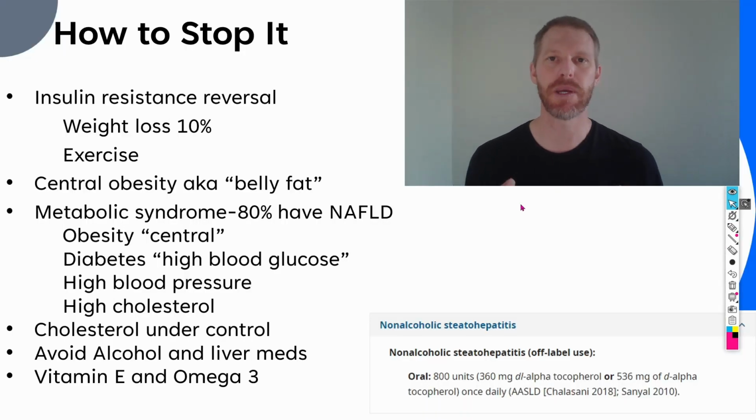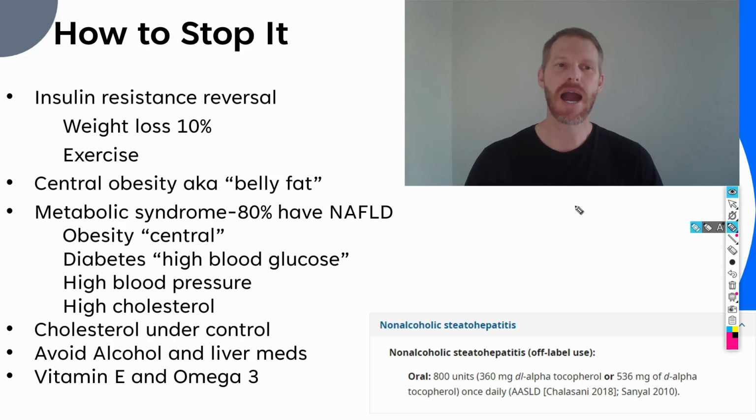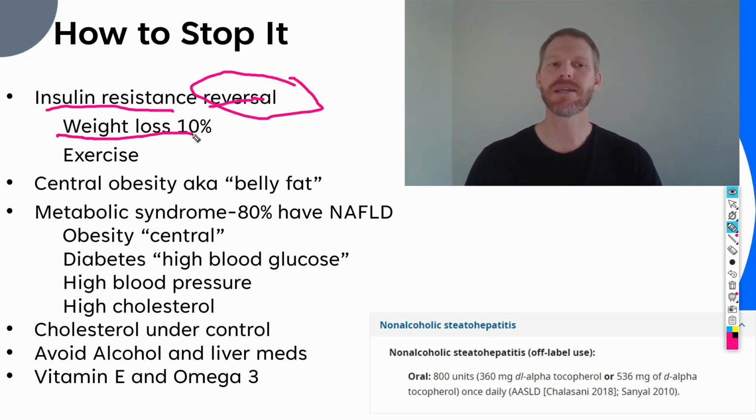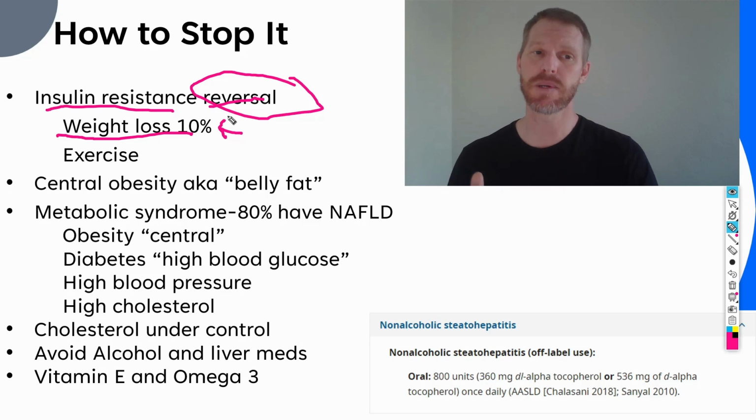So how do we stop it? It's actually fairly simple. If this is in fact caused by insulin resistance, we need to reverse insulin resistance. How do we do that? First step, weight loss, 10% of your body weight. We need to get this down. The studies show that people who lose as little as 5% show an improvement in the fat leaving the liver, but most of the studies show a substantial improvement at 10%.